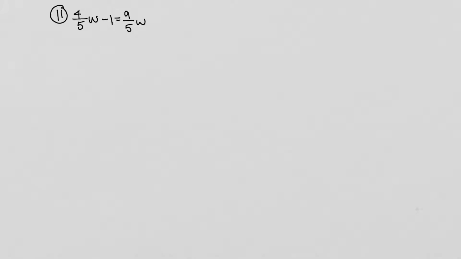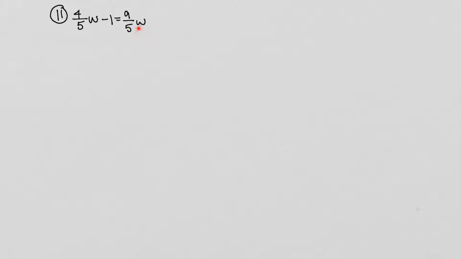Problem number 11, we've got W as our variable, and you can see we've got a W on the left side, or 4/5 of a W, and on the right side we've got 9/5 W, almost two of them. So our plan is to get W on one side and the constant on the other. Now I've got W on both sides, on the left and the right.